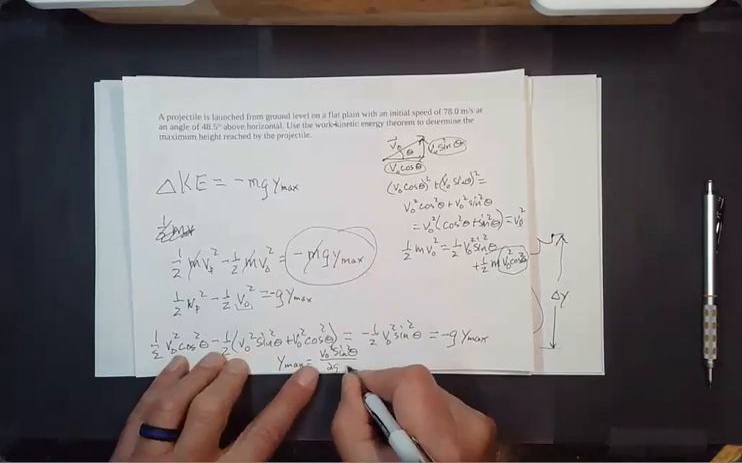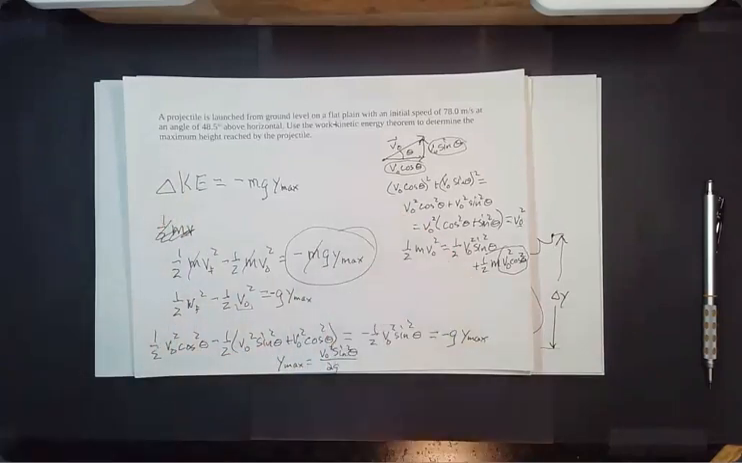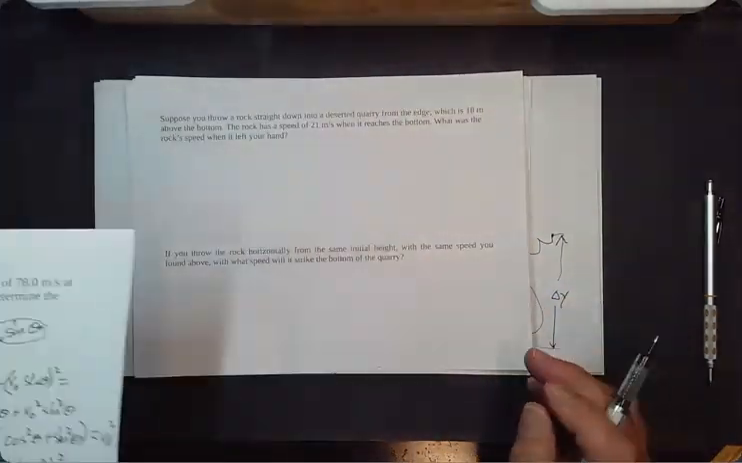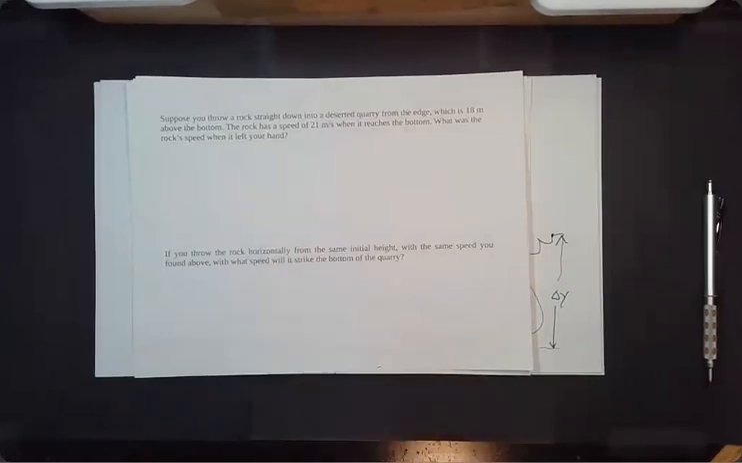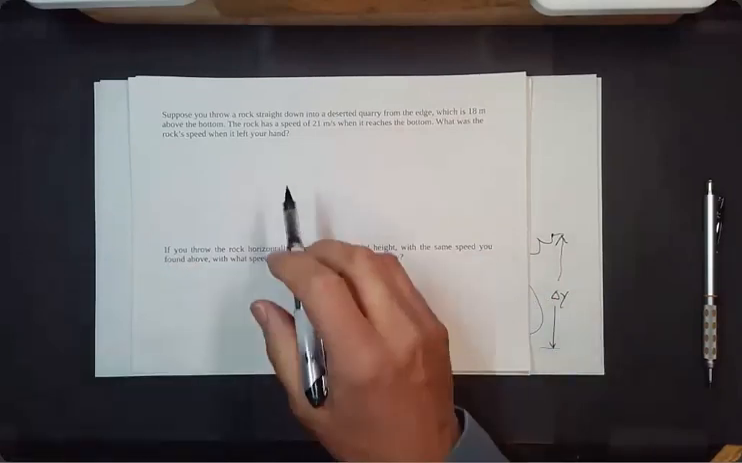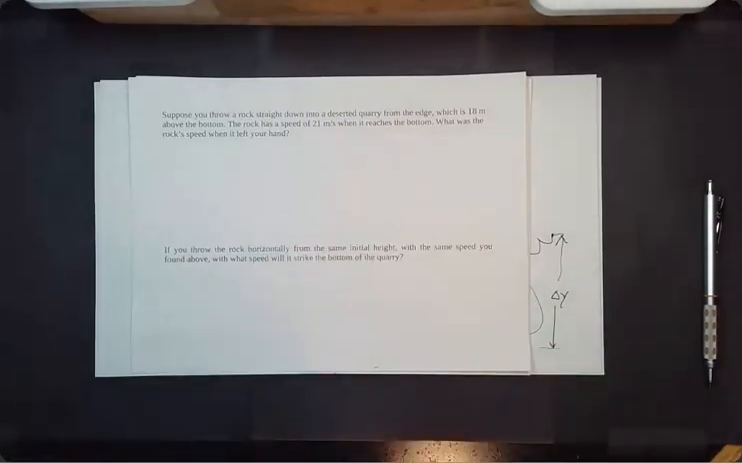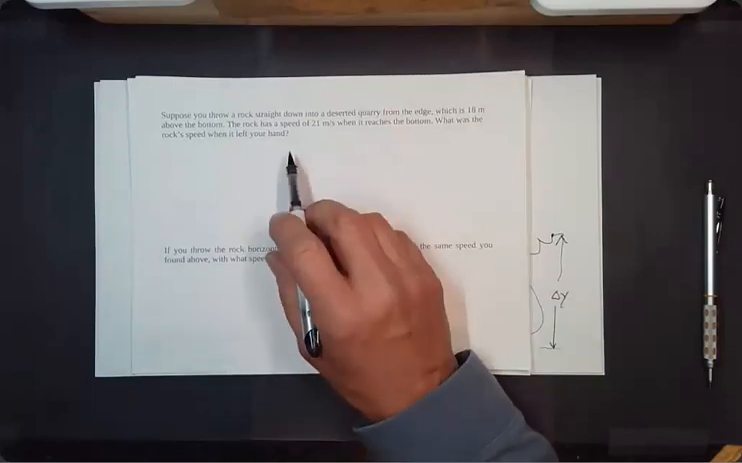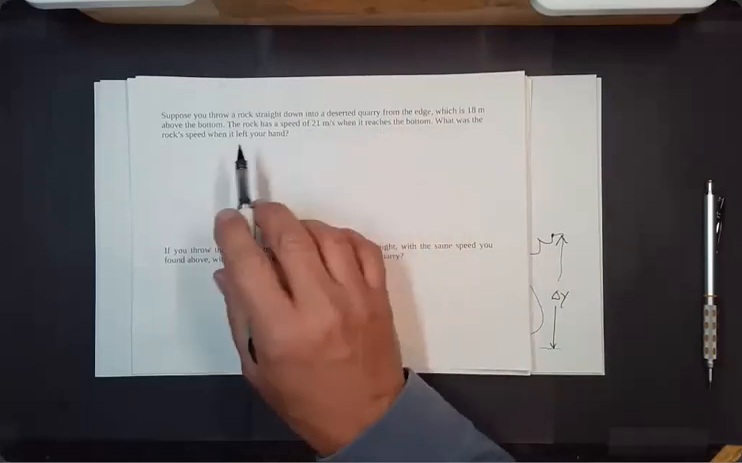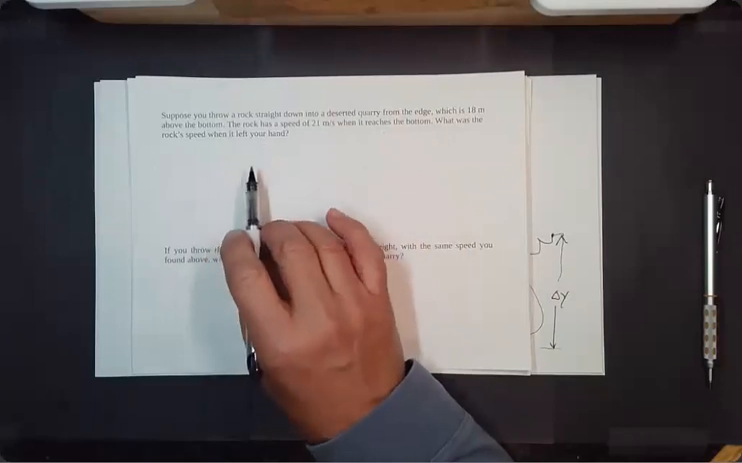All right, now we could plug in the numbers here, but I just wanted to show you that thing, and you can see how it works. Okay, this is a problem that was on the tail end of the handout that I gave you yesterday. It says, suppose you throw a rock straight down into a deserted quarry from the edge, which is 18 meters above the bottom. It has a speed of 21 meters per second when it reaches the bottom. What was the rock's speed when it left your hand?